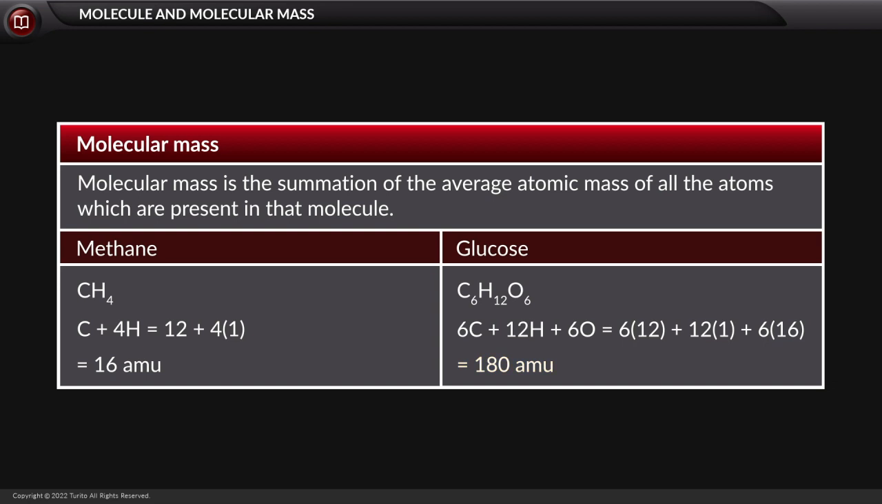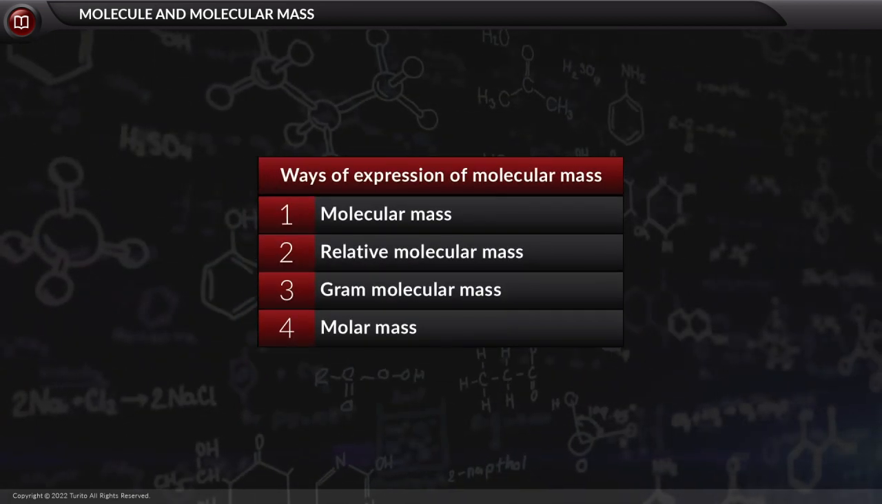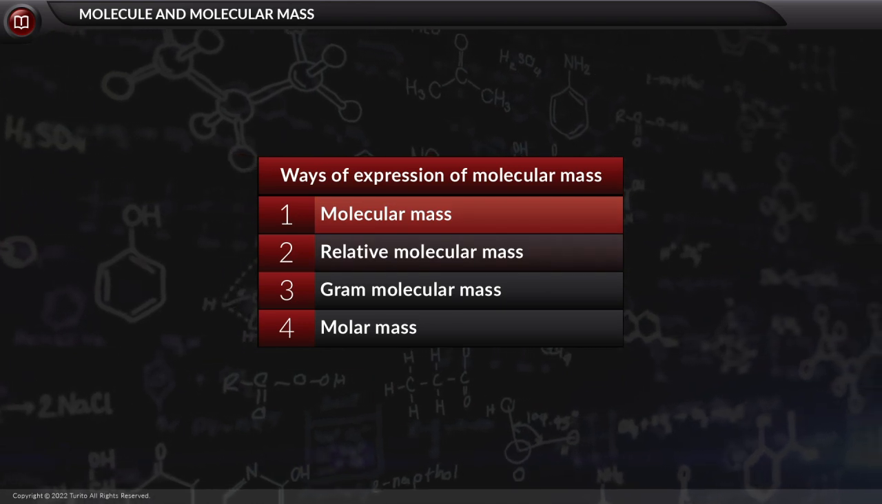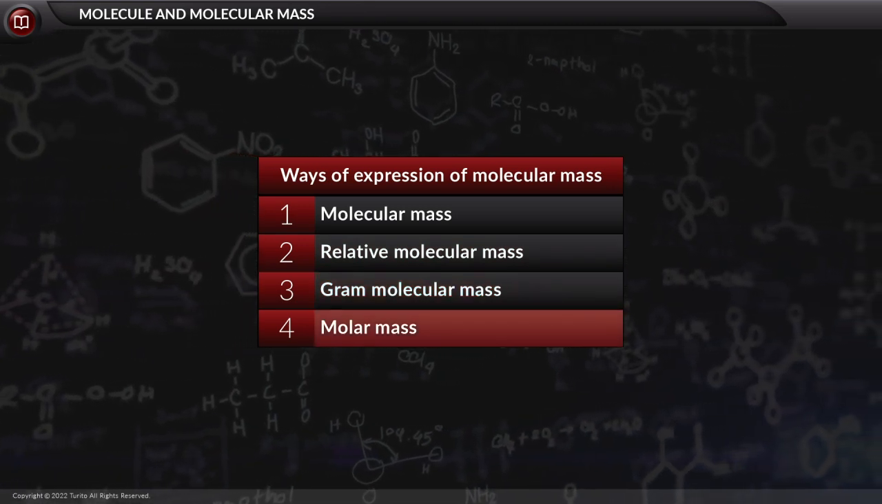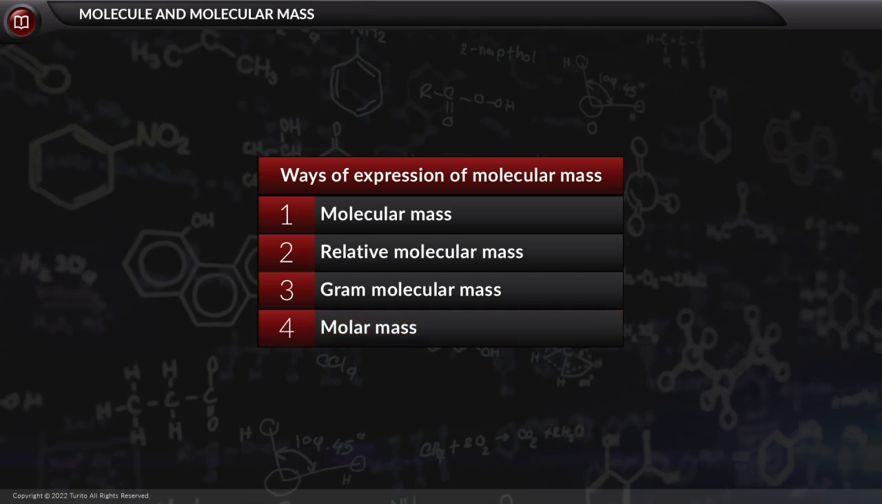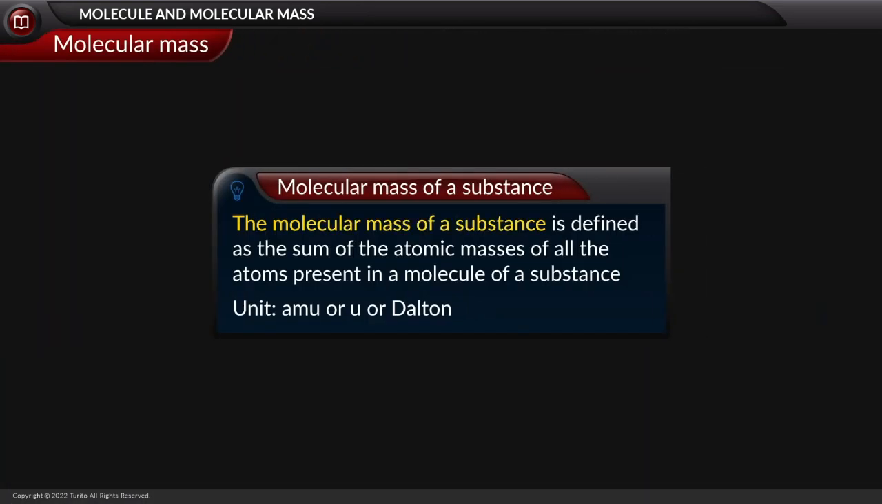The molecular mass mentioned above can be represented in different ways. The numerical value in all these cases will be the same, but the unit and the way they are defined will differ. The first one is the molecular mass. The second is relative molecular mass. Next is the gram molecular mass, and the last one is molar mass. The first one is the molecular mass of a substance. It is defined as the sum of the atomic masses of all the atoms present in a molecule of a substance. Therefore, the mass of a molecule is expressed as atomic mass units, AMU, or U, or Dalton.